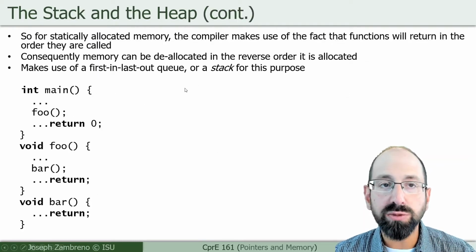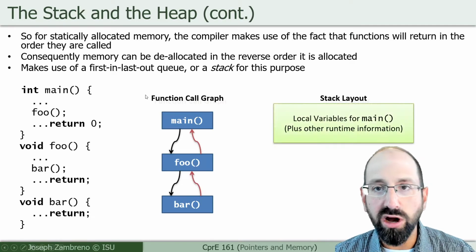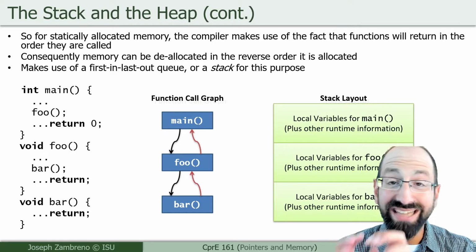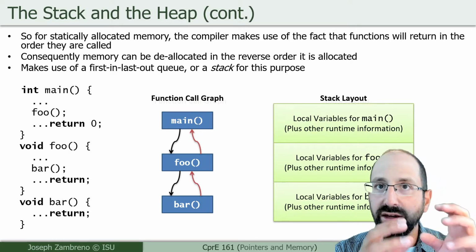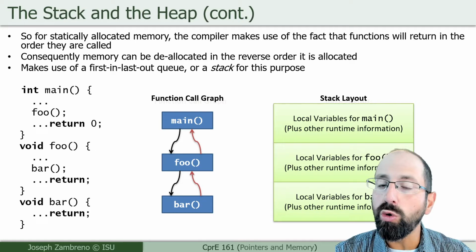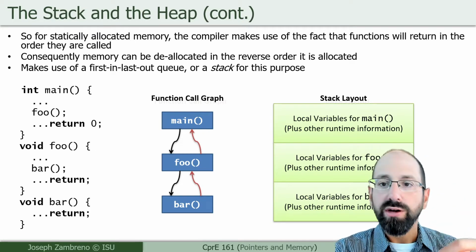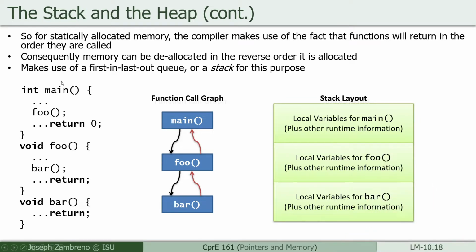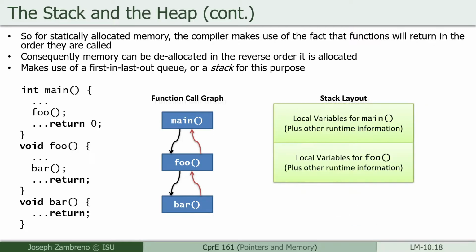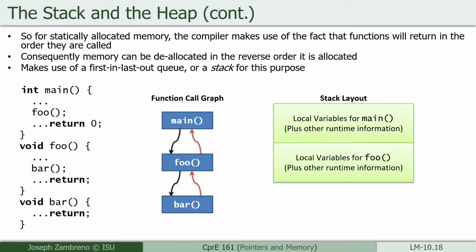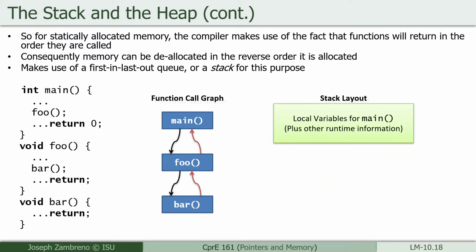From an implementation perspective, we already saw that as we call these functions, we have this data structure to store things called the stack. For statically allocated memory, the compiler makes use of the fact that functions will return in the order in which they're called. You'll have a stack frame for main, followed by a stack frame for foo, followed by a stack frame for bar. That's our first in, last out queue. That's our stack that we use for this purpose. So as main calls foo, foo calls bar, we can stack things on top of each other as the functions are called, and then as the functions return, our memory gets returned back to us.